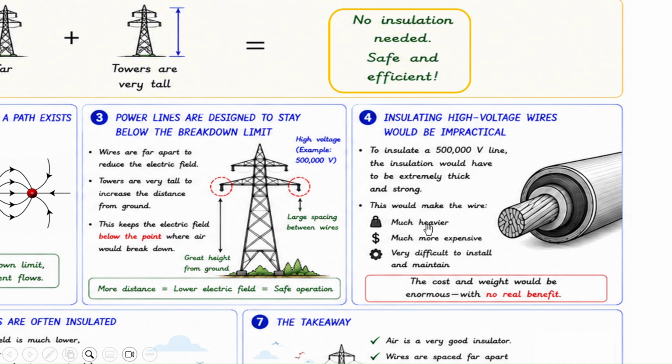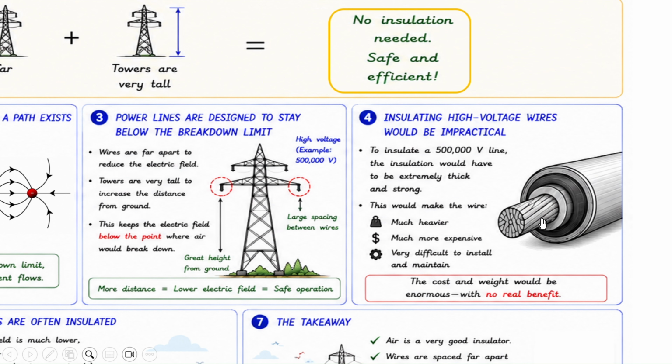Imagine if we insulated these conductors. They are exposed, especially for high voltage lines. They are, in real life, exposed. But let's say we actually insulated them.